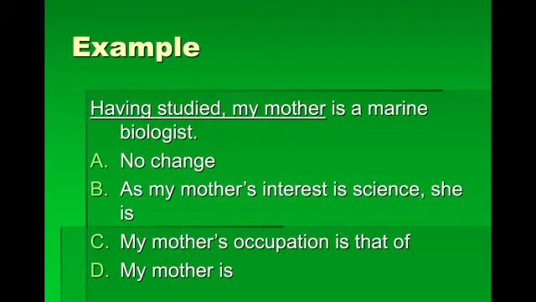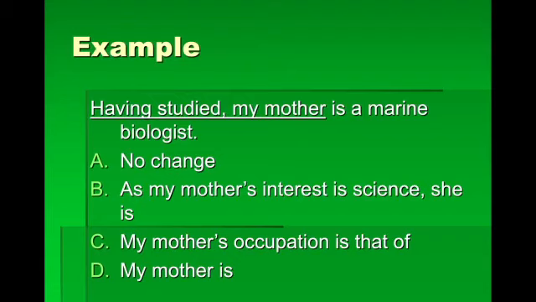So we probably want to pick the short and sweet style of sentence to see if that one works first, and that would be letter D. My mother is a marine biologist. Now you can try letters B and C. All three technically say the same thing that the example sentence does, but when we look for style, we want to be short, sweet, and to the point.